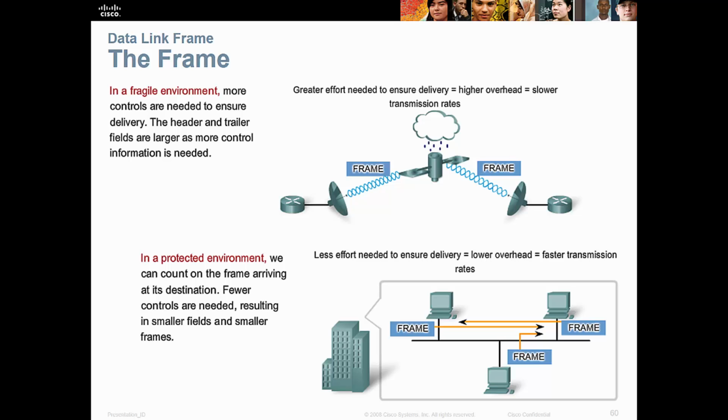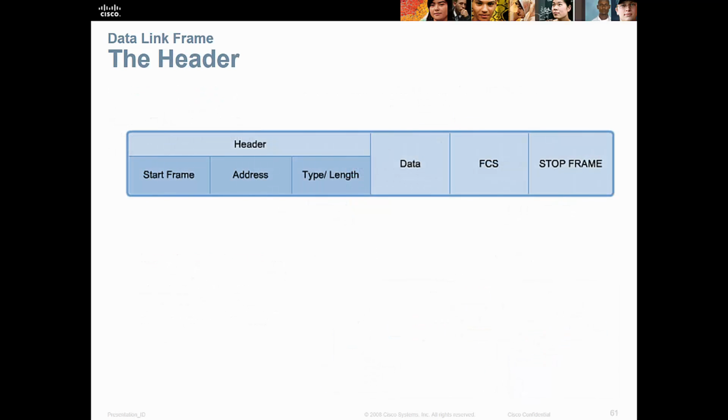The frame could come in two different ways: a fragile environment where protection may be needed, or a protected environment where it may not. Meaning, if we need to make a greater effort to make sure that it's delivered, then it's higher overhead, which means it's slower. And that's true for fragile environments. If we need to make sure it's going to get delivered in a fragile environment, we may need to stick additional stuff there so that it's guaranteed to actually be delivered. Looking at our header, again, we have our start, our address, our type, our data, our frame check sequence or error checking, and then our stop frame.